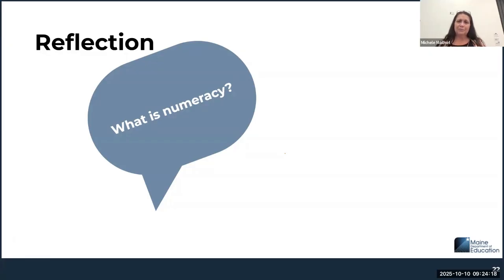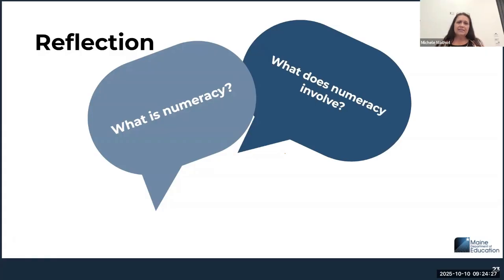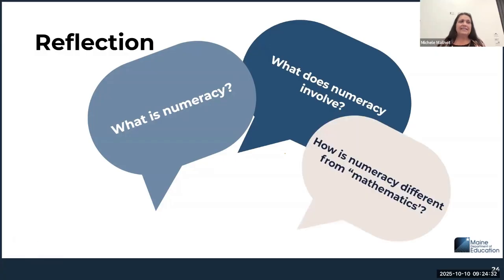How about we put you in a breakout room, and in your breakout rooms, have a conversation not only about what is numeracy, but also what does numeracy involve? And how is numeracy different from mathematics? So we're going to put you in breakout rooms for, let's say, about 10, 15 minutes. Have this conversation. Select one person to be a reporter from your breakout room to share your conversation around what is numeracy, what does numeracy involve, and how is numeracy different from mathematics.